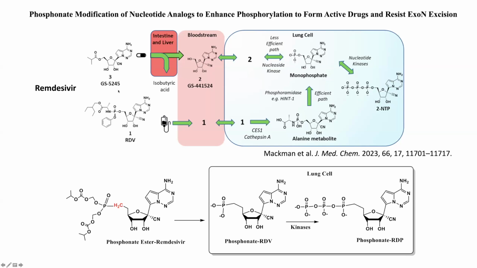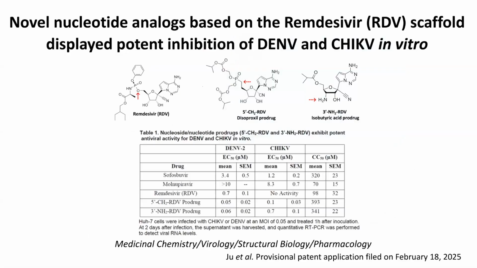For example, the prodrug remdesivir gets into the cell. It first needs to turn into the monophosphate. However, this reaction is reversible. This phosphate can be lost, turning back to nucleoside. So therefore, it's not very efficient to turn into triphosphate. If we replace oxygen with the methylene group, this phosphonate group is not reversible, so it can be more efficient to turn into the triphosphate substrate to inhibit the polymerase.